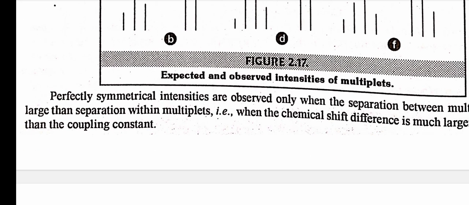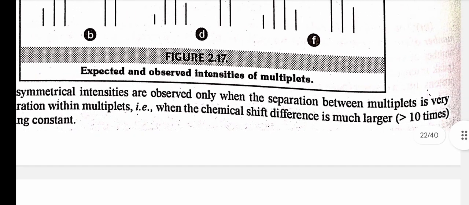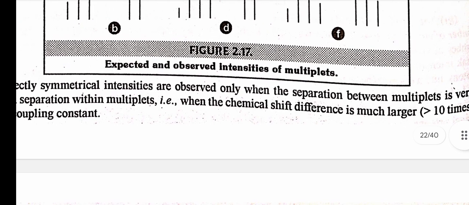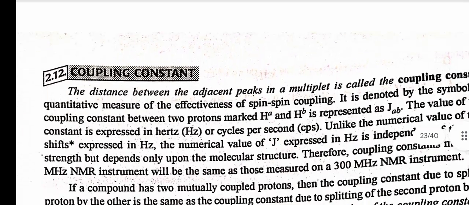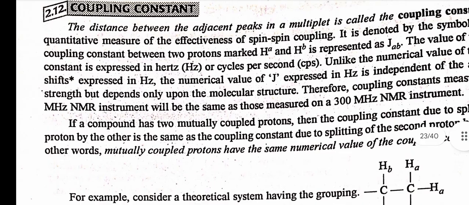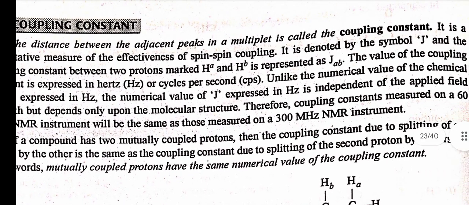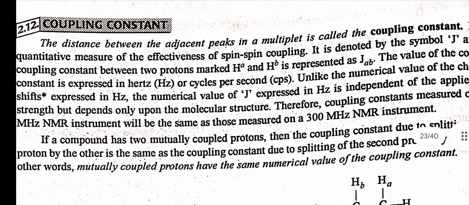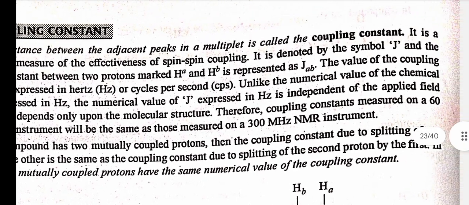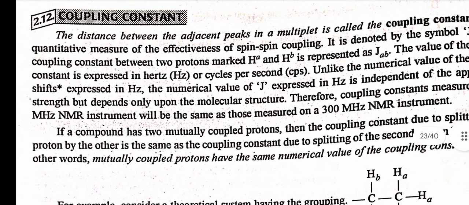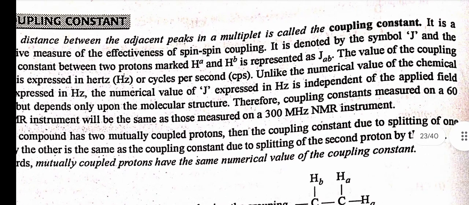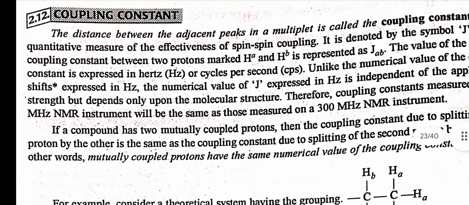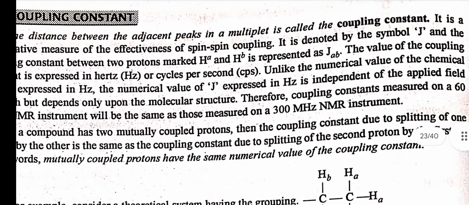Perfectly symmetrical intensities are observed only when the separation between multiplets is very large compared to the separation within multiplets, that is, when the chemical shift difference is much larger than the coupling constant. The distance between the adjacent peaks in a multiplet is called the coupling constant. It is a quantitative measure of the effectiveness of spin-spin coupling. It is denoted by the symbol J, and the coupling constant between two protons marked HA and HB is represented as JAB. The value of the coupling constant is expressed in Hertz or cycles per second.